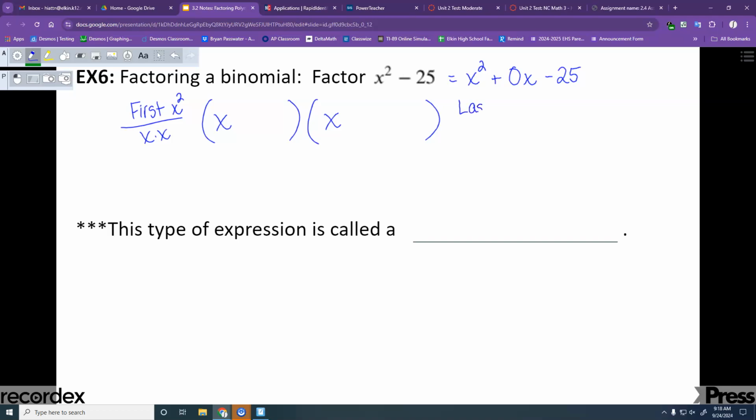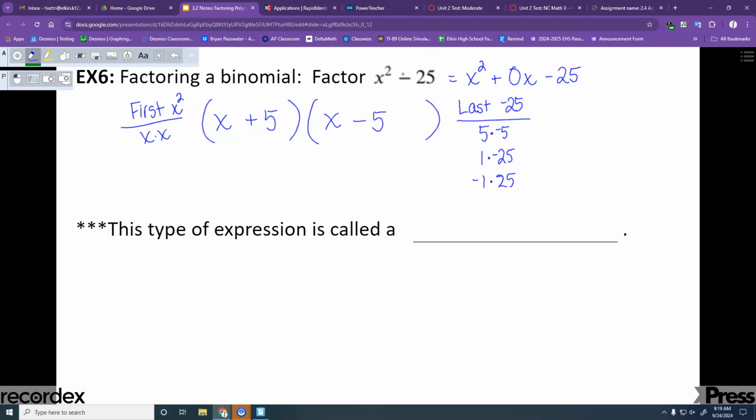For our last term, we want to get negative 25. What numbers could we multiply together to get negative 25? 5 and negative 5, right? There it is. You also could do 1 and negative 25. You could do negative 1 and positive 25. I think that's it for those, right? Which one of those is going to give you 0 in the middle? 5 and negative 5. So we would have a plus 5 and a minus 5.